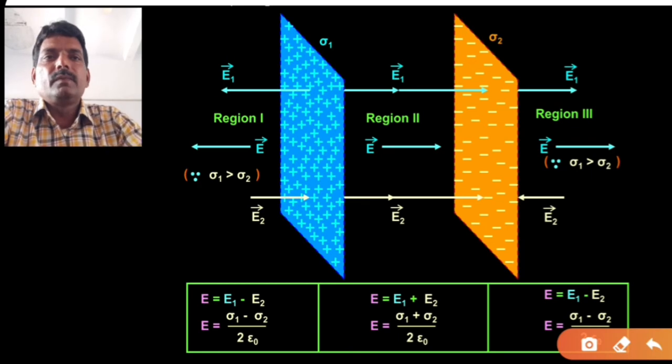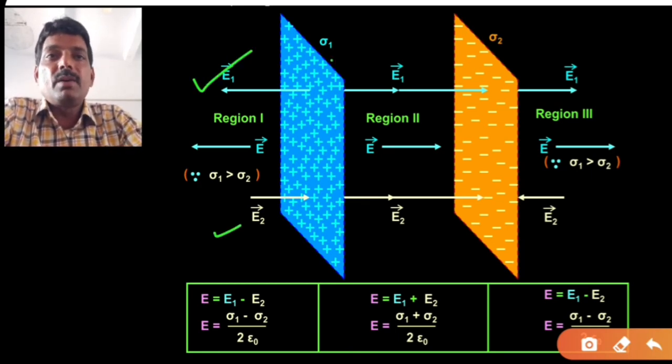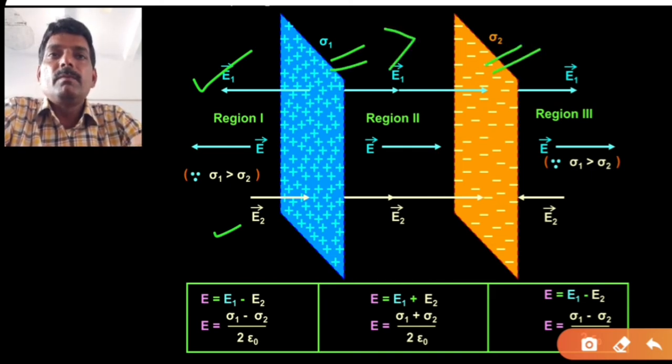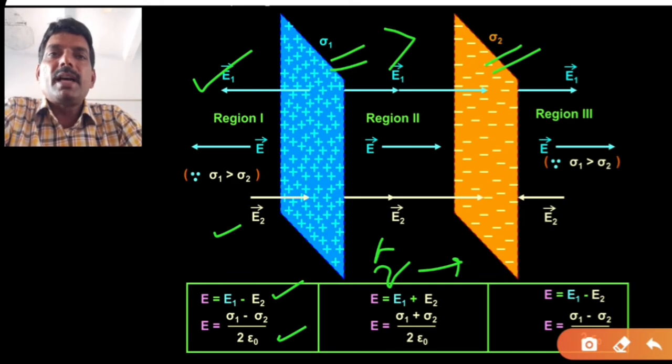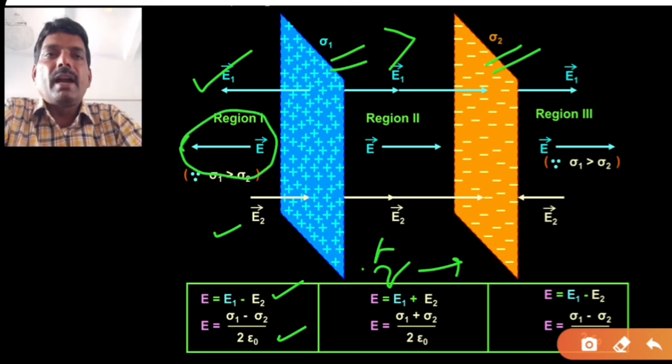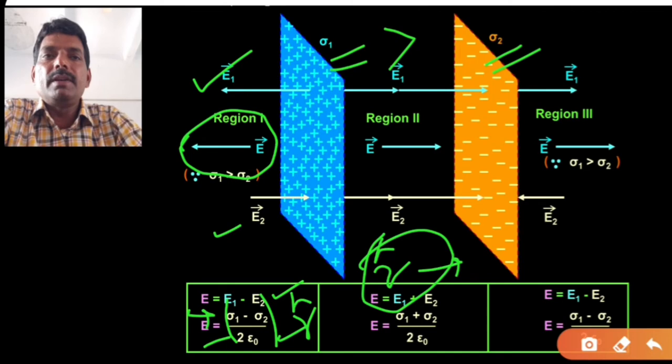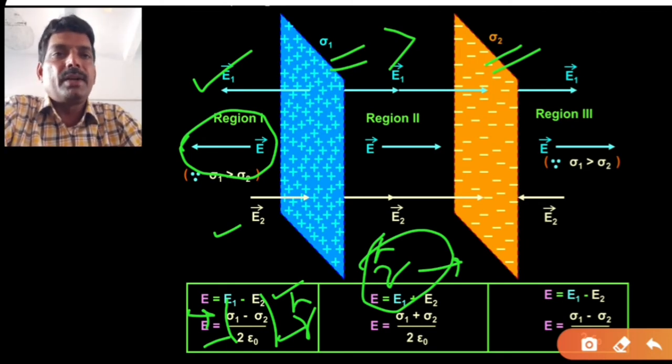For region 1, the electric fields E1 and E2 are in opposite direction, but sigma 1 is greater than sigma 2. Therefore, the bigger minus smaller, because both are in opposite direction, therefore E1 minus E2. So you will write here sigma 1 minus sigma 2 upon 2 epsilon naught. If r cap is a unit vector again, then the resultant electric field is in the opposite direction of r cap, therefore resultant electric field E is equal to minus this magnitude multiplied by unit vector r cap. This you can write in terms of magnitude.